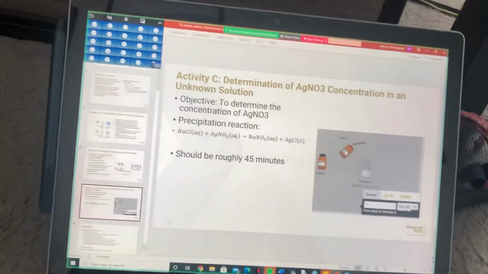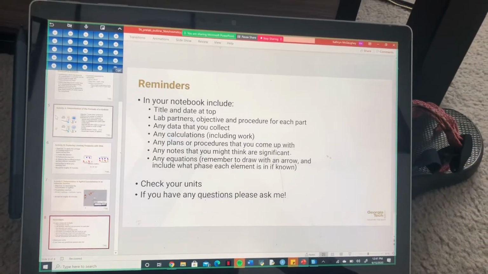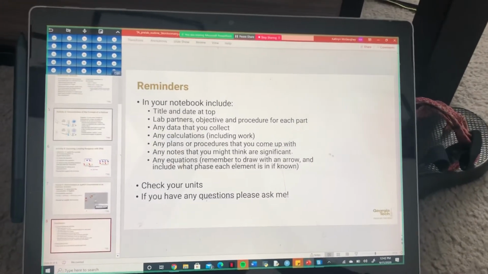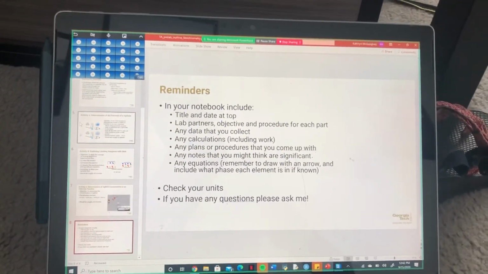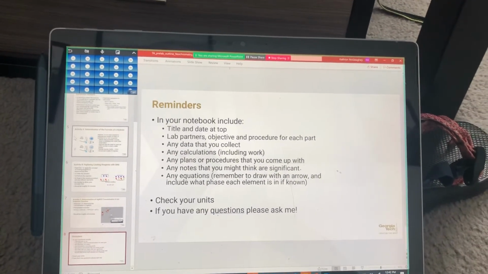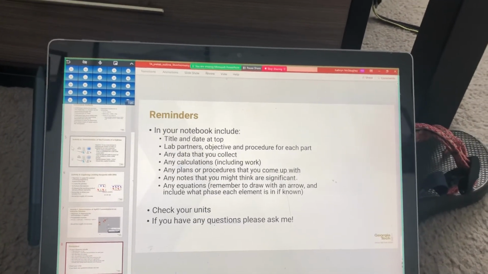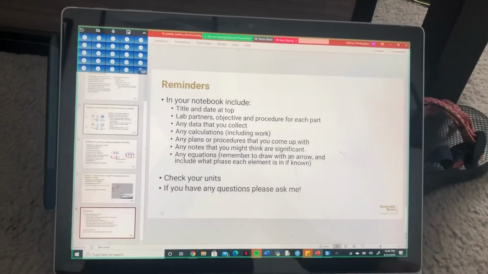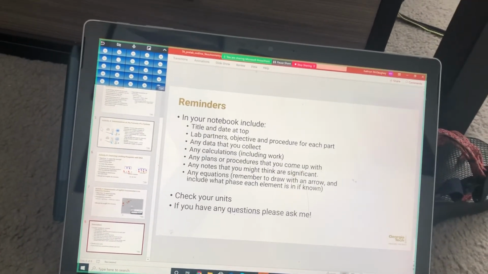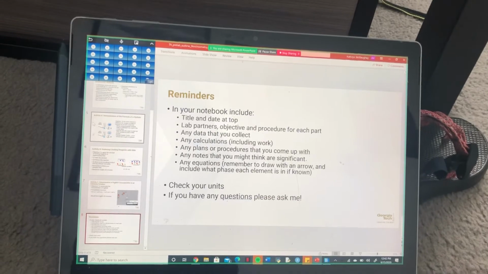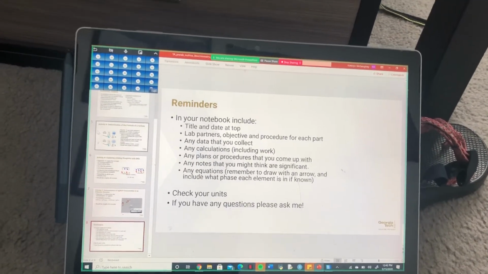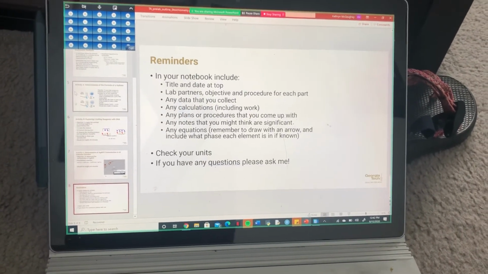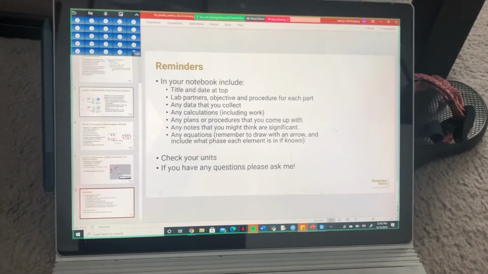But yeah, and then reminders for your lab notebook: include the title and date at the top, your lab partner, the objective and procedure for each part, any data you collect, and any calculations, including your work, just because I've had a problem with some people putting down the wrong answer and then I'm not able to give them any points. I don't want you guys to lose points on that. Also include any plans or procedures that you might come up with, and any notes that you might think are significant. Even if you're not sure if it's significant, I would just put it, so you guys can get full points.